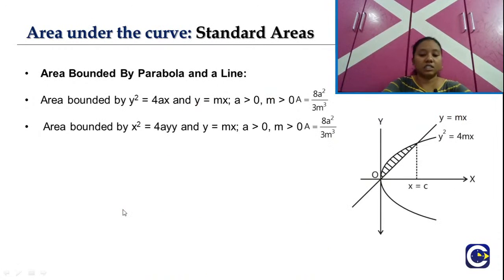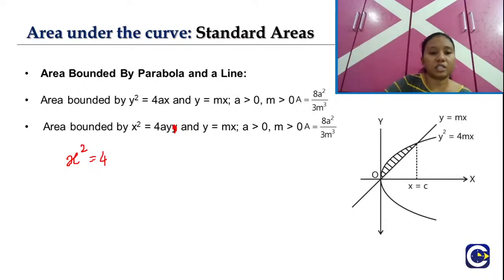Now let's see the next standard area, that is, the area bounded by a parabola and a line. Here we have a parabola and a line. The parabola can be of two types: one is y square equal to 4ax, and the other is x square equal to 4ay. If we take the first one, that is x square is equal to y square, right?